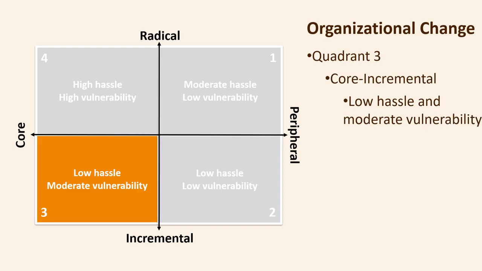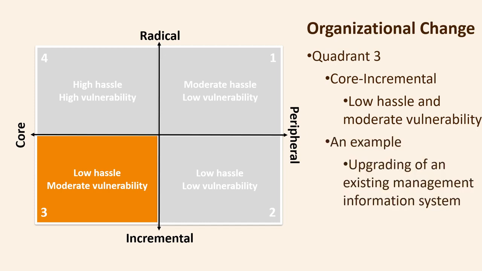In Quadrant 3, in the lower left corner, change is perceived as an incremental departure from existing arrangements. Still, the change is also perceived as affecting the core of the organization's activity. To the extent that the content of the changes reflect incremental departures from current arrangements, the hassle factor is probably low. However, timescales and budgets are likely to come under more scrutiny by management. The changes are likely to be less easily reversed, and the penalties for error are likely to be higher than in the first two quadrants. The personal vulnerability for the change agent is, therefore, moderate.